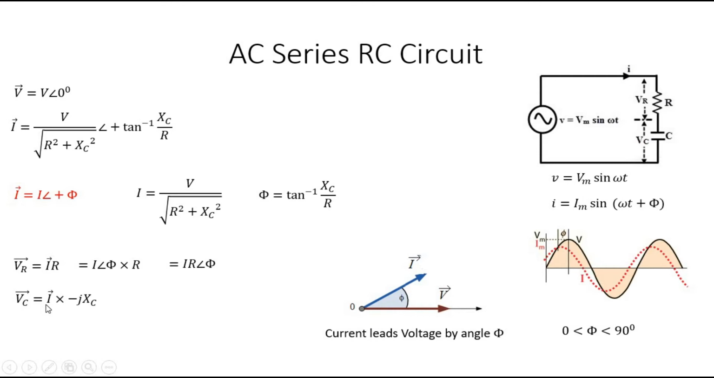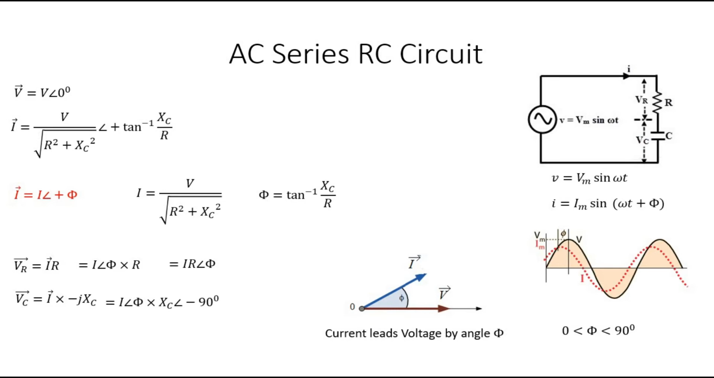Then what about the voltage across VC? Vector I into minus JXC. Since it is a capacitance, the impedance is minus JXC. This is the rectangular form, the A plus JB form. A, the real part, is 0, and the magnitude is the root of real part square plus imaginary part square. So it becomes XC itself, since there is no real part. And the angle is tan inverse of imaginary part by real part, so minus XC by 0. So it is minus infinity.